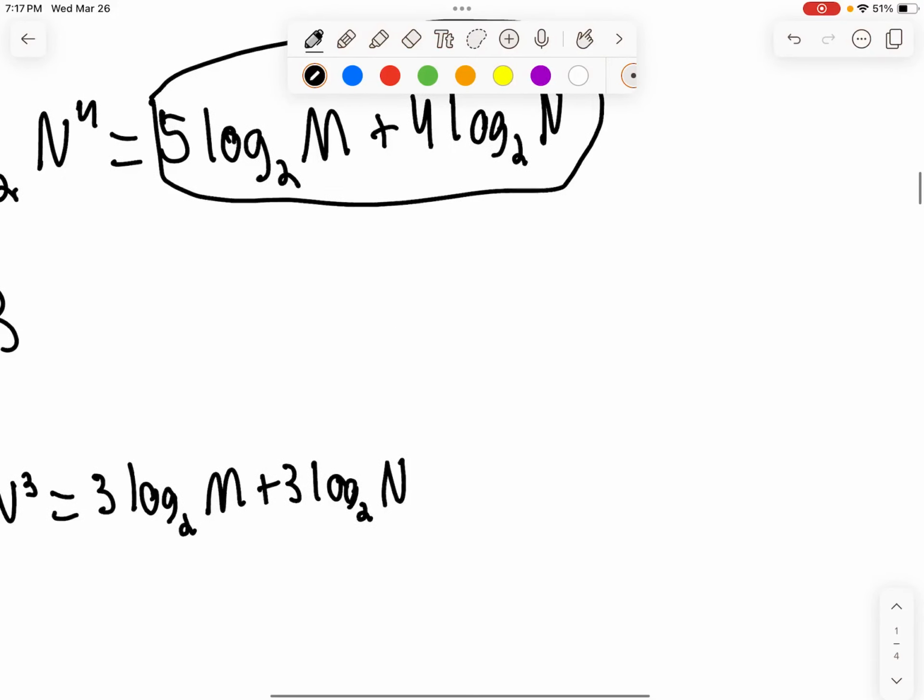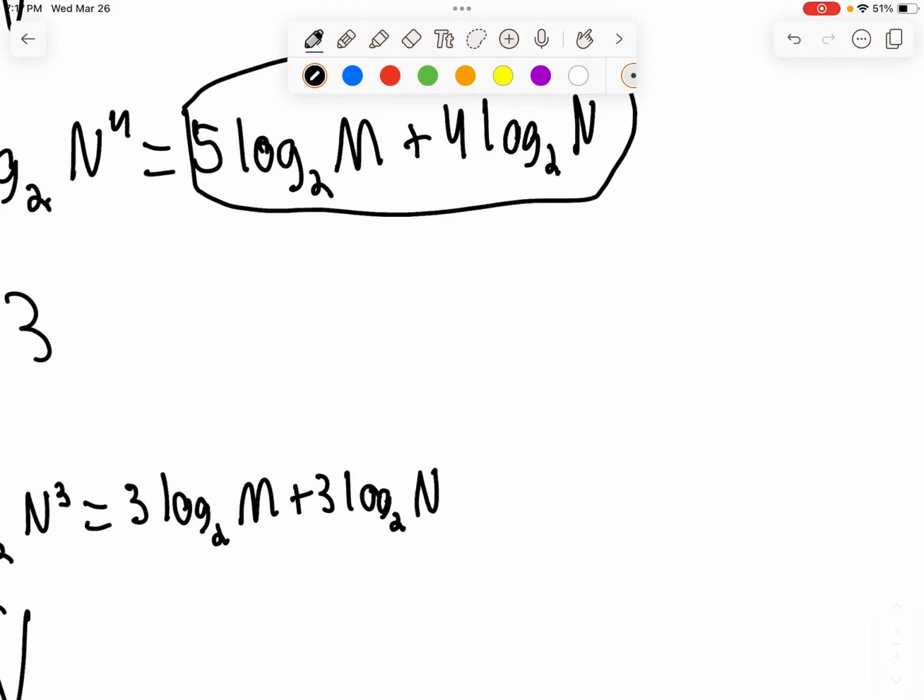Depending on what you have to do for every individual teacher you have, they might require you to simplify a little more. Just in case, I'll factor out a 3 for both terms.